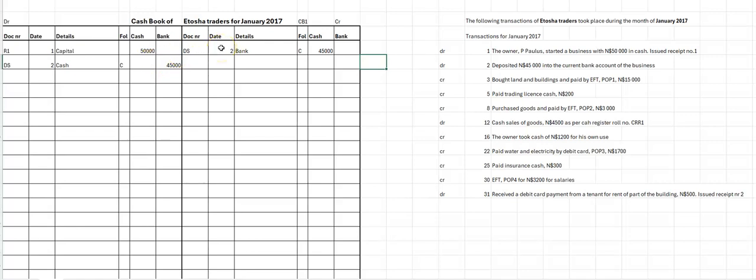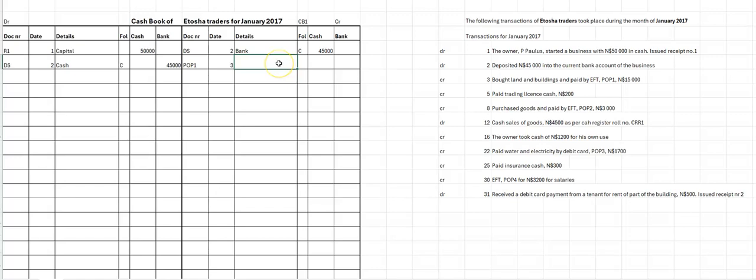Okay, now we have our next transaction, which is a credit transaction, and that's where we're going to write the date here. So that's the third. So the third, bought land and buildings and paid EFT. So our document number would be POP1. So that would be POP1.